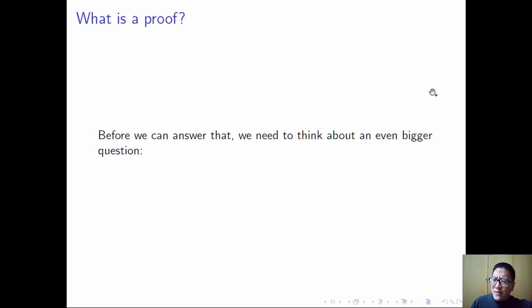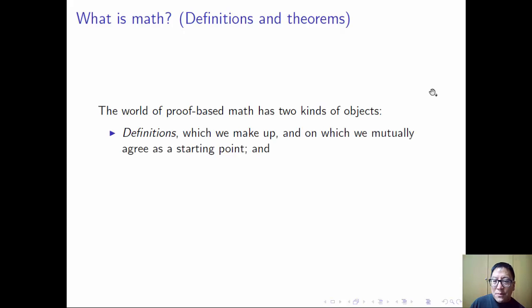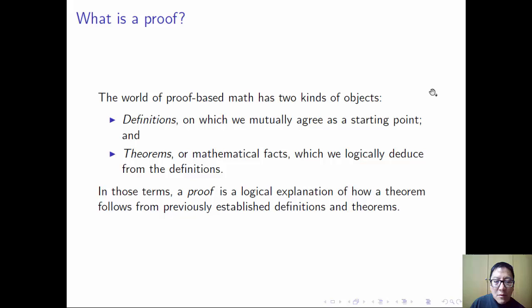Well, before we can answer that, we need to think about an even bigger question. What is math? That is, what is theoretical math? Here's a very short version: the world of proof-based math has two kinds of objects. Definitions, which are things that we make up, and which we must mutually agree on as a starting point, otherwise you can't do anything. And theorems, or mathematical facts, which we logically deduce from the definitions. That's the closest thing we have in this world to a fact on which everyone agrees. So put in those terms, a proof is a logical explanation of how a theorem follows from previously established definitions and theorems.